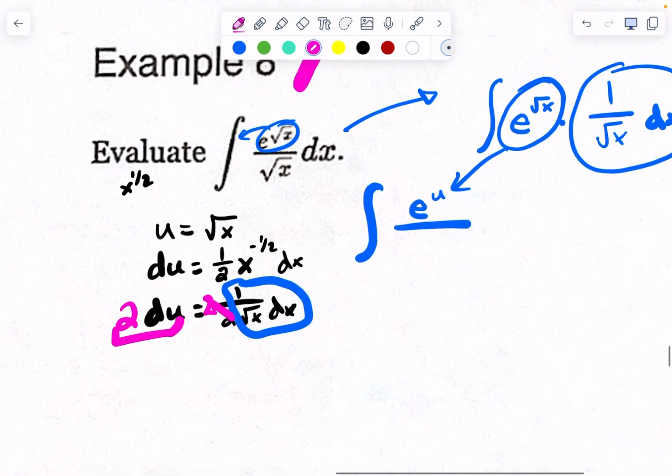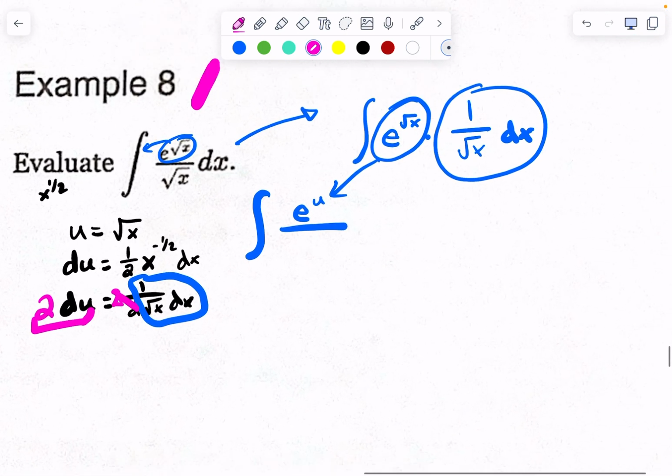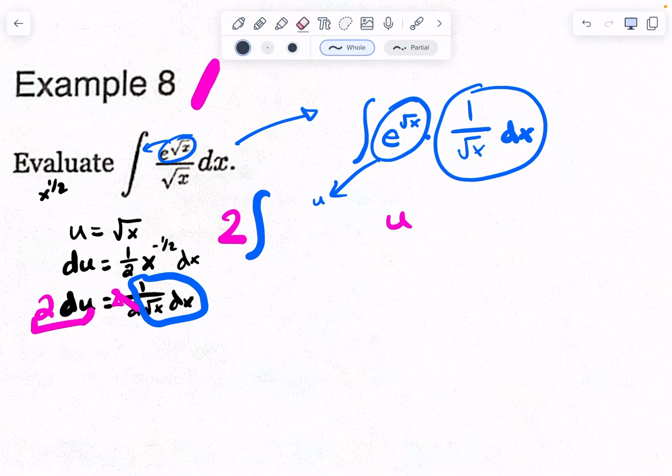So 1 over the square root of x dx is going to be replaced with 2 du, right? 2 du. The 2 I'm going to put in the front because constants don't change him. Du goes behind. And I have nothing underneath it here, so I really have just e to the u du. Why is du behind? Because du is part of the integral, so it's got to always go behind.